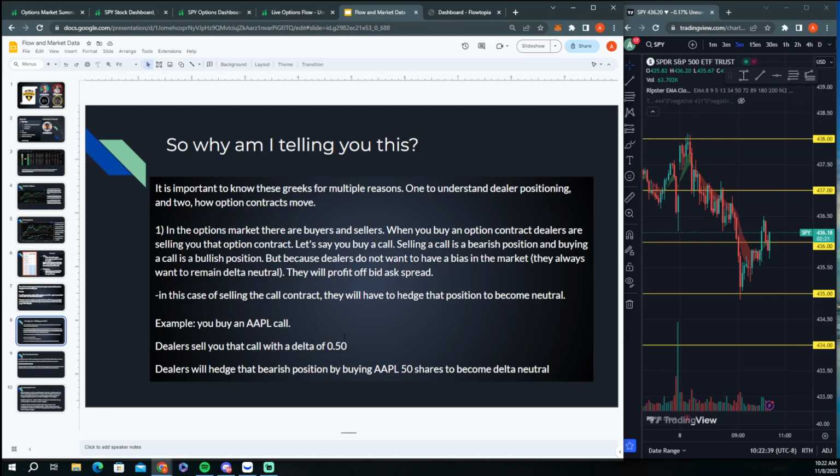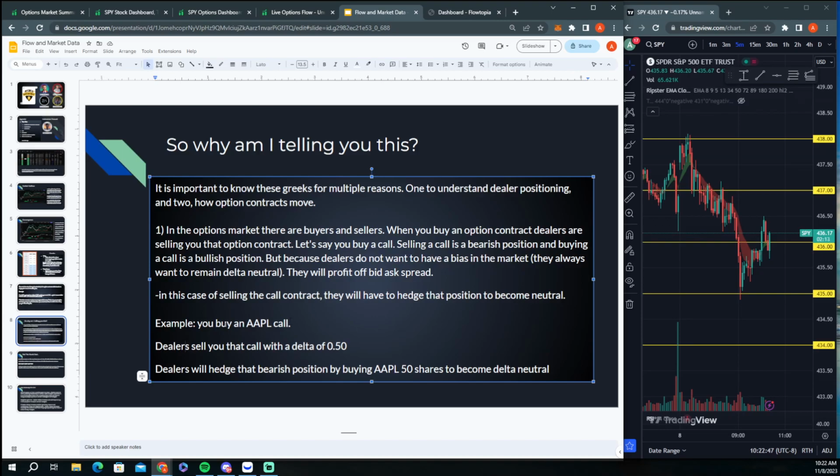Now this is going to be very, very confusing to you guys, but just bear with me, okay? It'll start to make sense a little bit more after I get through these slides. So since they sold you that Apple contract, they are now bearish. Dealers will hedge that bearish position by buying 50 shares to become delta neutral.